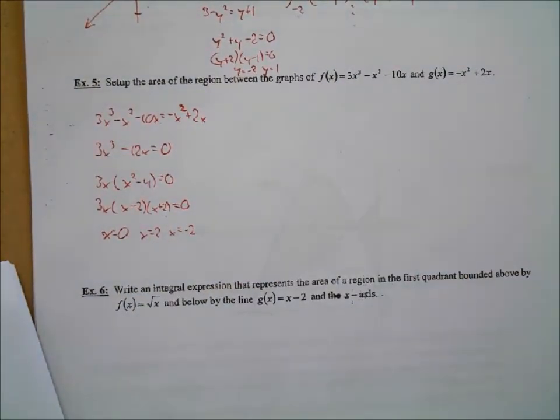Whoa, 3 bounds. Three bounds. Can't integrate 3 bounds. So let's take a look here at what's going on. What do you guys think is happening here?